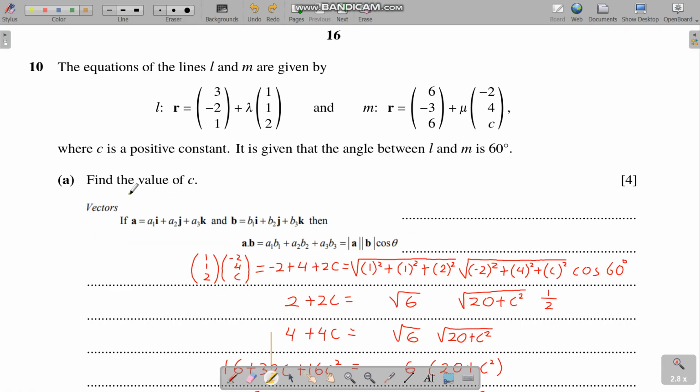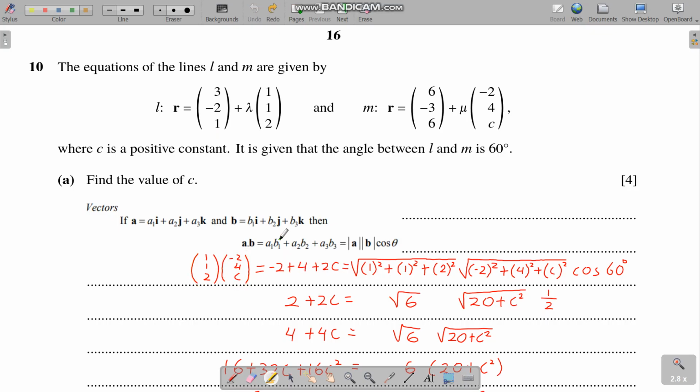So we're going to just use the formula a dot b. In this case, because we're talking about lines, we have to use the line direction. So we do not use the point vector, but we use the line direction vector. This is the point on the line, this is the line direction. So we use the line directions (1, 1, 2) and (2, -4, c).